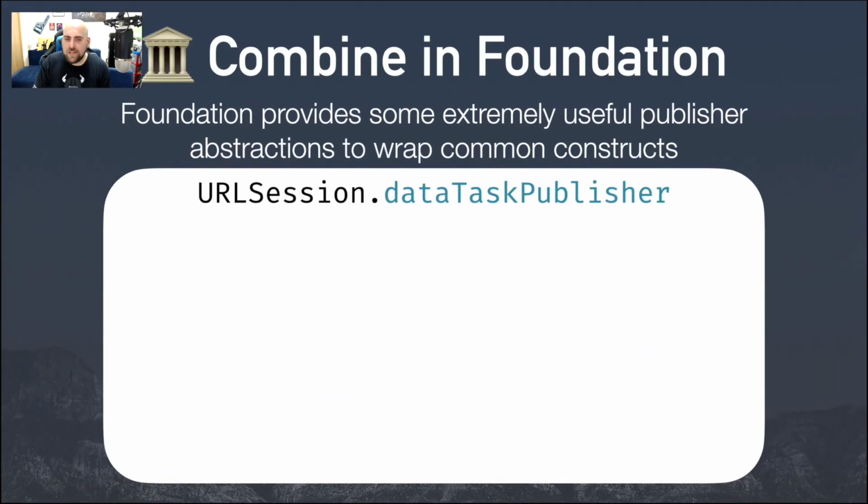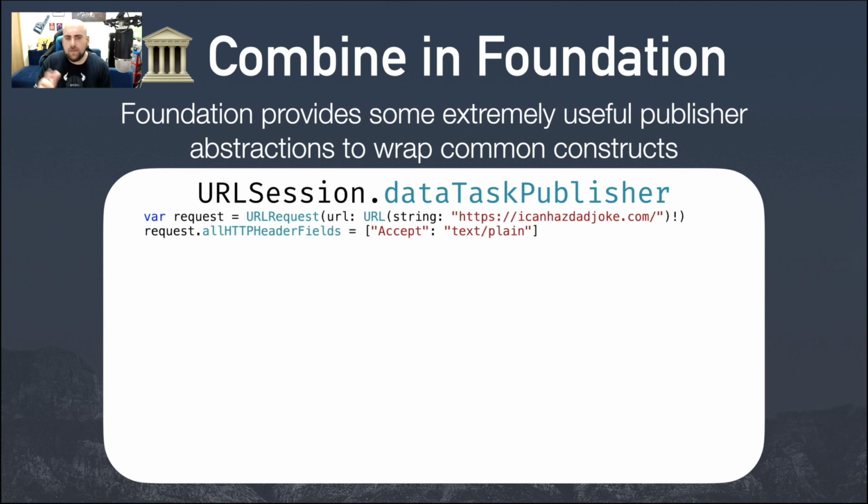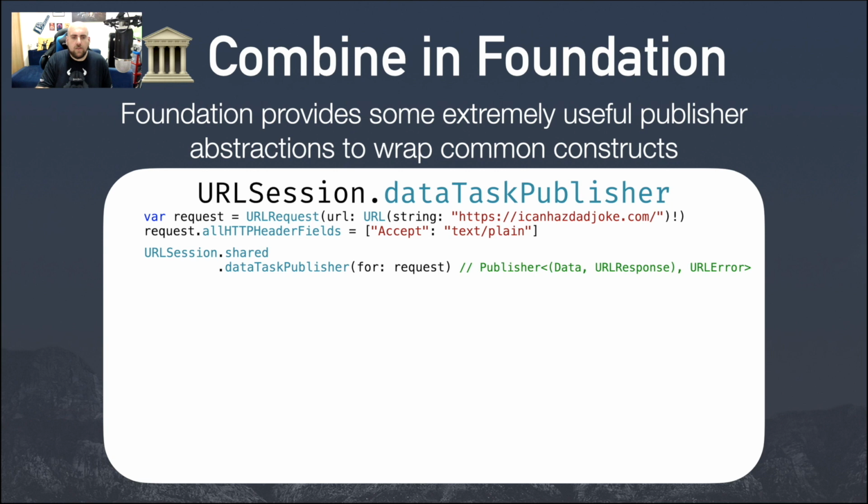For URLSession, much like we have a data task, we have a data task publisher. So we can do very similarly to a regular data task that works with a closure. I can make a URL request and do URLSession.dataTaskPublisher for a request, and we're going to get back a publisher that emits data and URLResponse, and a URLError for the error.